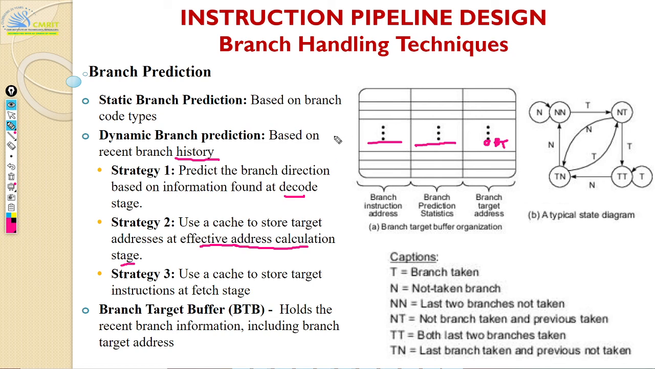In a for loop, the entire for loop, your target address is going to be the beginning of the loop, correct? That's not going to change. So you can effectively cache that. The other thing is you can use a cache to store the target instruction at the fetch stage itself. The moment you fetch the instruction, you have used the same instruction from the cache, then most likely you're going to hit the same branch target.